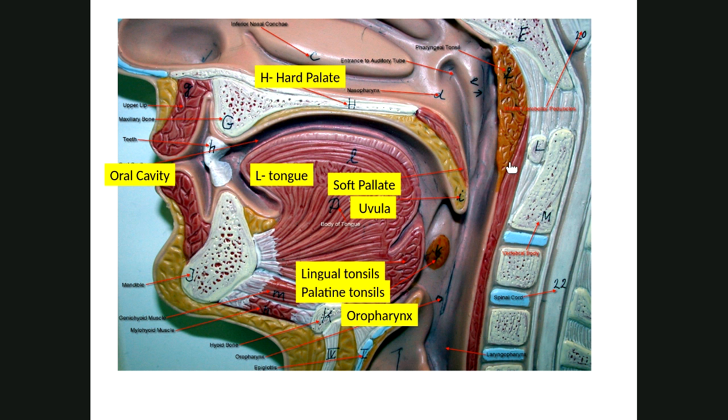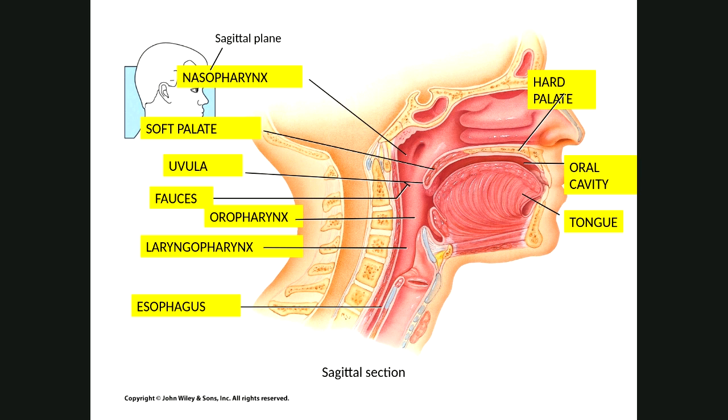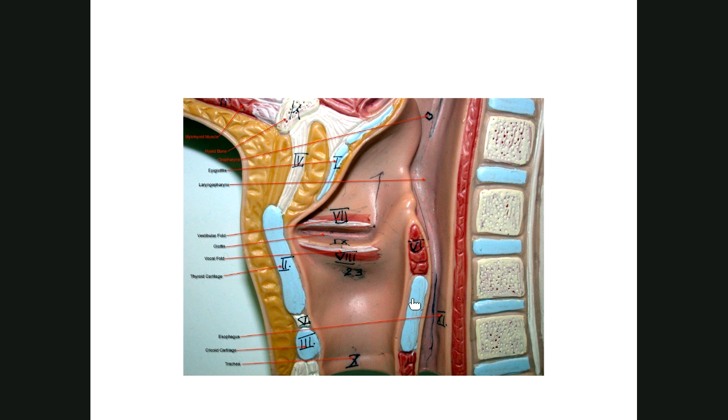And then I think there's a third set, but I don't see it right here. So, and then this is the oropharynx, right? So this is where the pharynx meets the oral cavity. Okay, so right here is the oropharynx.